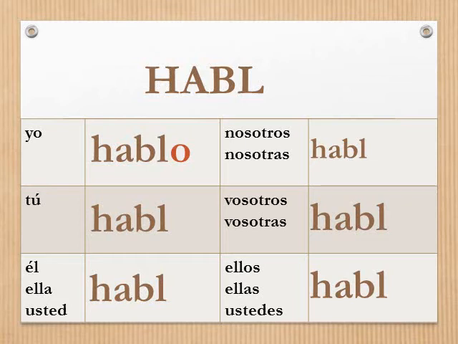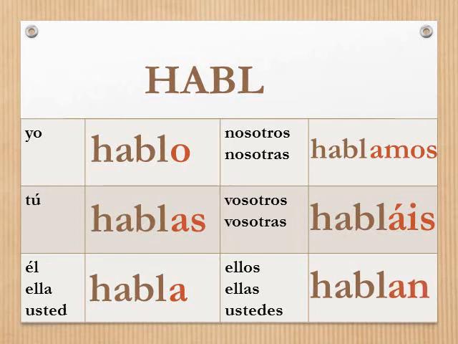For the tú form, you're going to put an AS at the end. It becomes hablas. For the él, ella, usted, you're going to add an A at the end, and it becomes habla. For nosotros and nosotras, you're going to add an amos, and it becomes hablamos. For vosotros and vosotras, you're going to add an áis, so it becomes habláis. And for the ellos, ellas, ustedes form, you're going to add an an, so it becomes hablan.